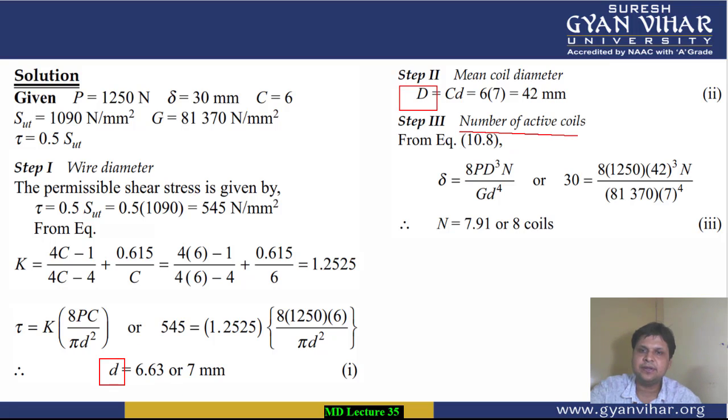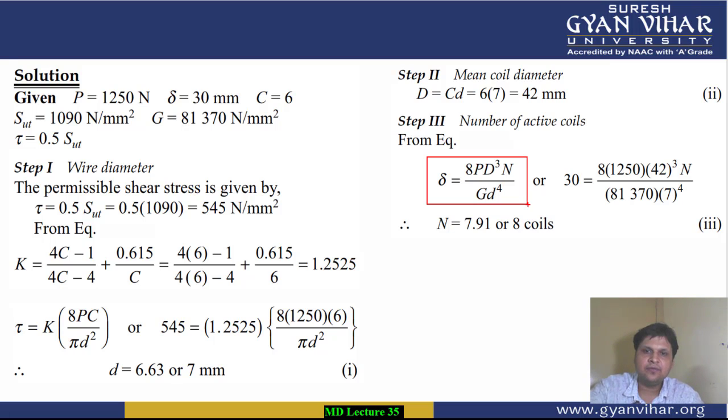Next step will be to calculate the number of active coils. So how will we calculate the number of active coils? As I have already told you, the load deflection equation will give us this value. This load deflection equation has all the notations which we already have. Capital D we have already calculated. Modulus of rigidity is given in the numerical. Load is also given in the numerical, and number of active coils is the unknown which we have to calculate. All the other values are given to us.